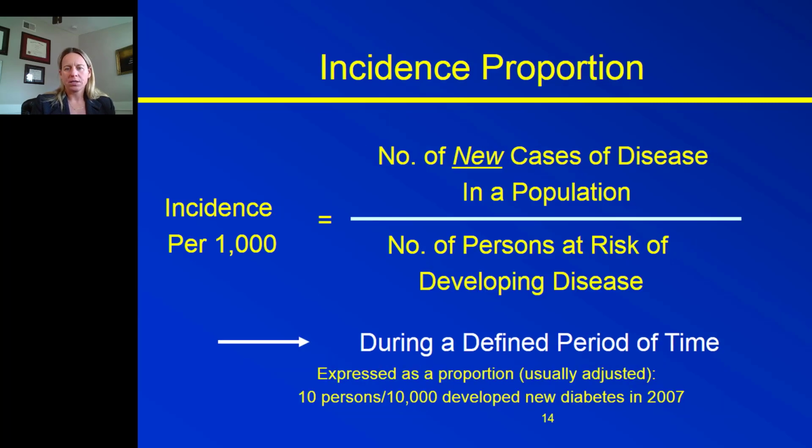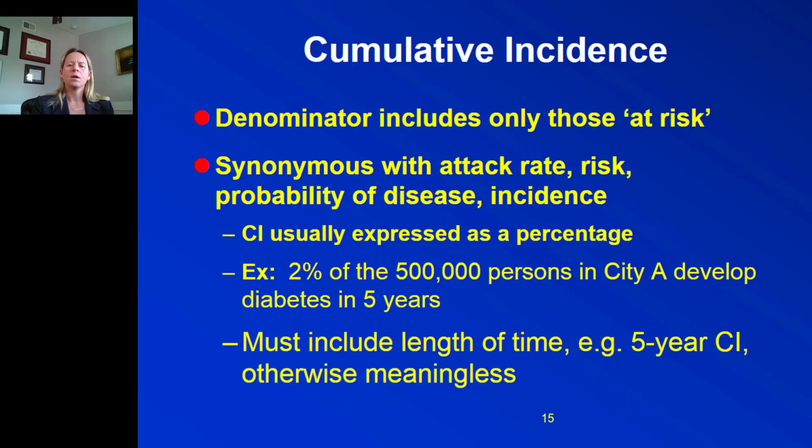So now I want to discuss incidence proportion. As I said a moment ago, incidence is the measure of new cases of disease over the number of persons at risk of developing the disease. So again, the key difference between prevalence and incidence is new cases over at risk, whereas prevalence is all cases over total population. An incidence proportion is represented as an incidence per person over a specified period of time. So the next concept is cumulative incidence.